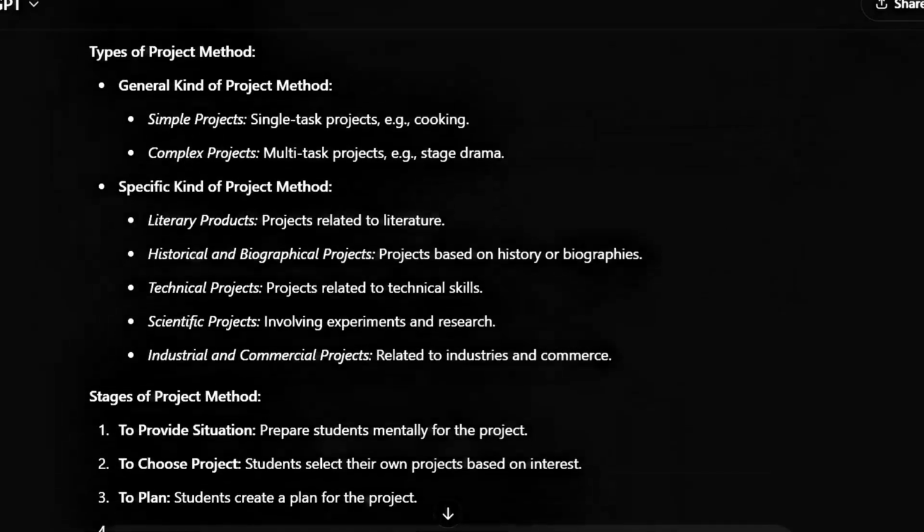Types of project method. General kind of project method. Simple projects, single task projects, e.g. cooking. Complex projects, multitask projects, e.g. stage drama. Specific kind of project method. Literary products, projects related to literature. Historical and biographical projects, projects based on history or biographies. Technical projects, projects related to technical skills. Scientific projects involving experiments and research. Industrial and commercial projects related to industries and commerce.